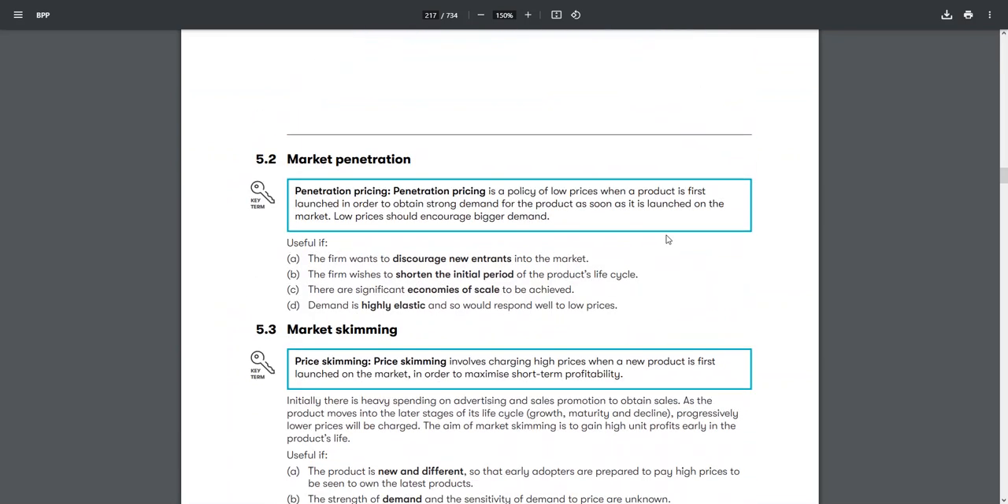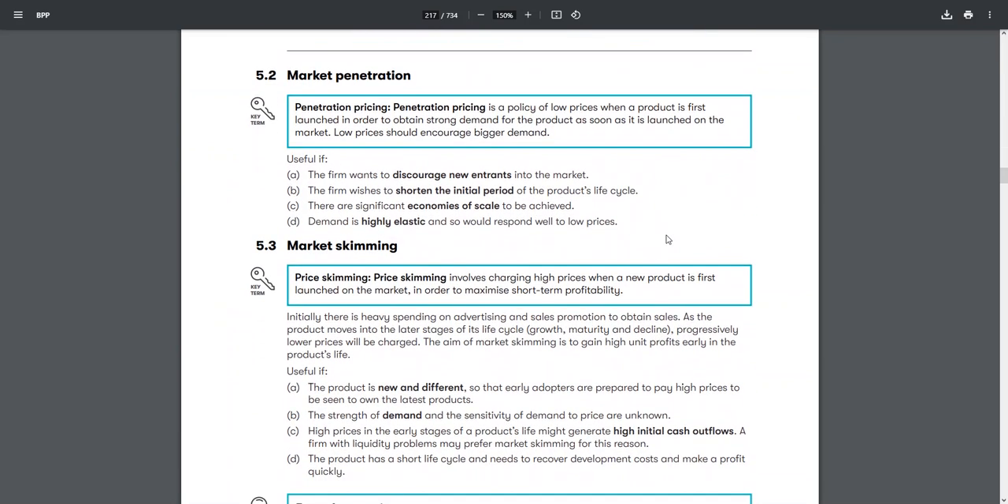Okay, next, market penetration and market skimming. Whenever we have a product that we want to launch in the market, there are two ways we could do it. One would be charging a lower price, which would be market penetration. Another strategy would be market skimming, which is charging a higher price. Now, market penetration simply means that we want to enter the market quickly, so what you do is you charge a lower price so that more people can buy your product.